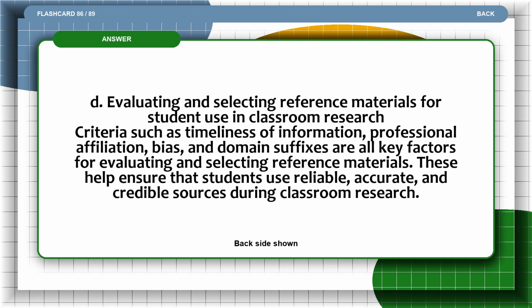The answer is D. Evaluating and selecting reference materials for student use in classroom research. Criteria such as timeliness of information, professional affiliation, bias, and domain suffixes are all key factors for evaluating and selecting reference materials. These help ensure that students use reliable, accurate, and credible sources during classroom research.